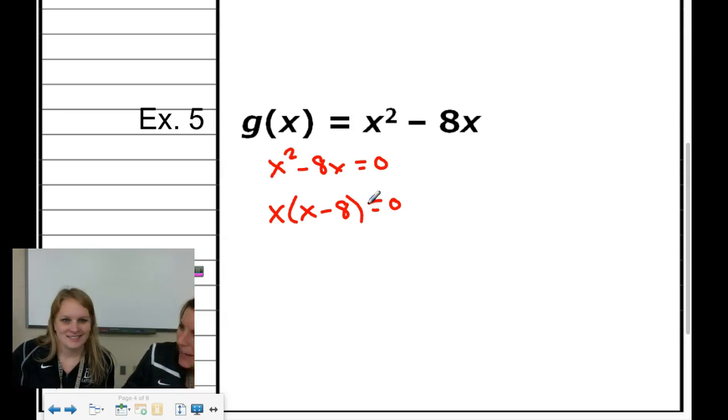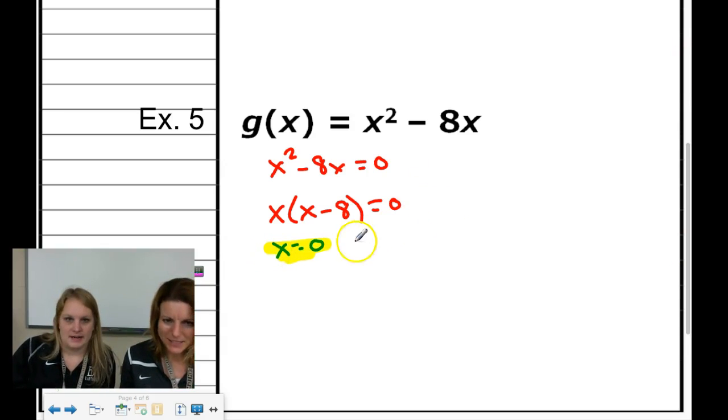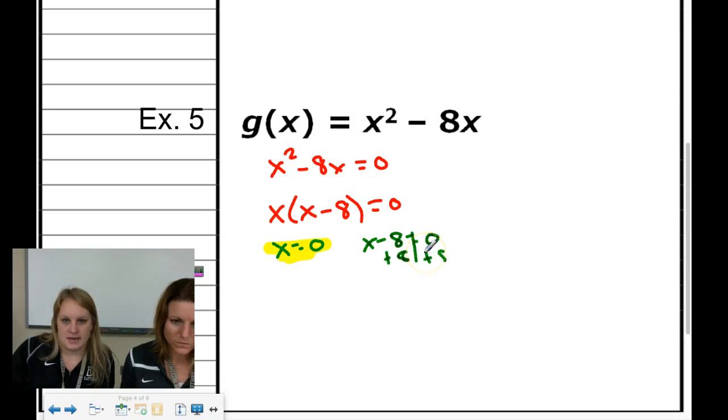It was easy. When it's a binomial, it can be really easy. So now let's set each one equal to 0. x equals 0, and then x minus 8 equals 0. Well, if we solve it, we add 8, so x equals 8.